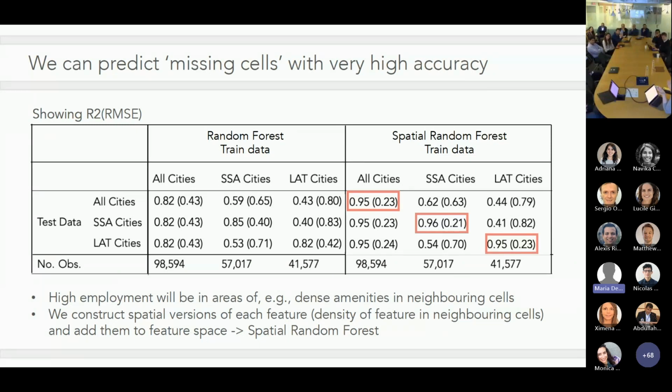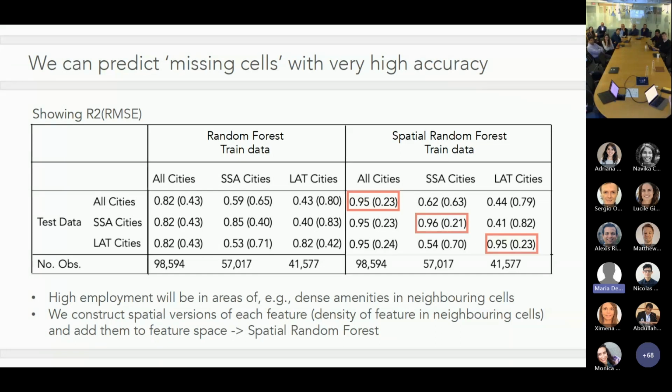What spatial random forest is, is the same algorithm, it's still a random forest, but we've added features. So every feature has itself and it has its neighboring version, which is effectively the density of the feature in the neighbors, right? So if we have X features in the first random forest model, we have 2X features in the second, the spatial random forest model. So effectively what we've done is we've added these neighboring features.